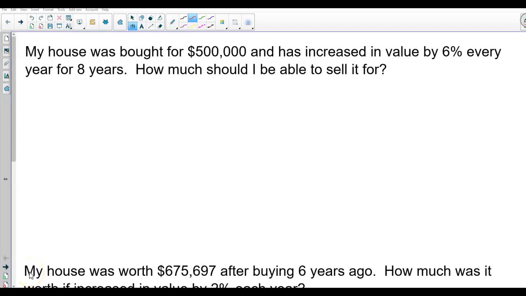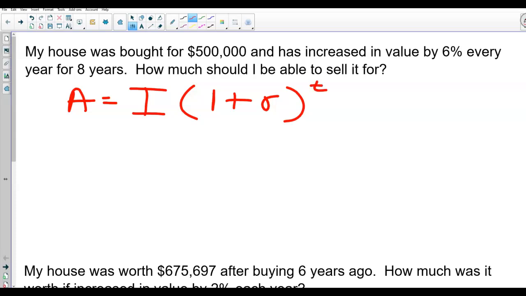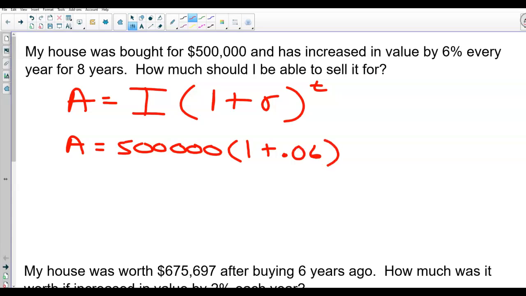When we're dealing with growth, the amount or the total is equal to the initial amount times 1 plus the rate raised to the time. So my initial amount is $500,000, 1 plus a rate of 6%, and I'm raising that to the 8th power.